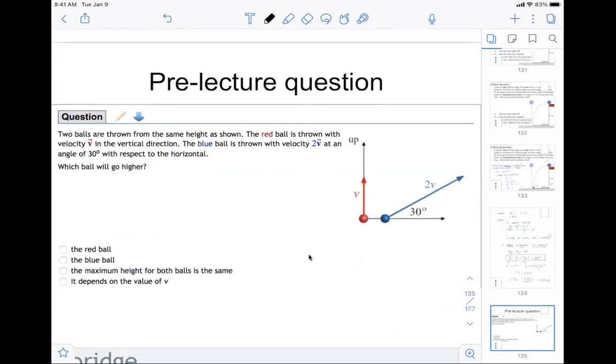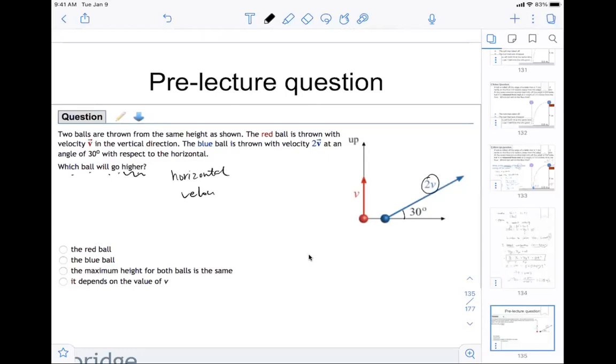All right, let's look at this question from your pre-lecture. I want to go through this very quickly because you have already done this. You have a red ball that's being shot directly upward, and you have a blue ball that's being shot at an angle of 30 degrees above the horizontal direction with double the velocity. Which one will go higher? So you can see that the question of which one will go higher is asking for information about the horizontal direction or the vertical direction.